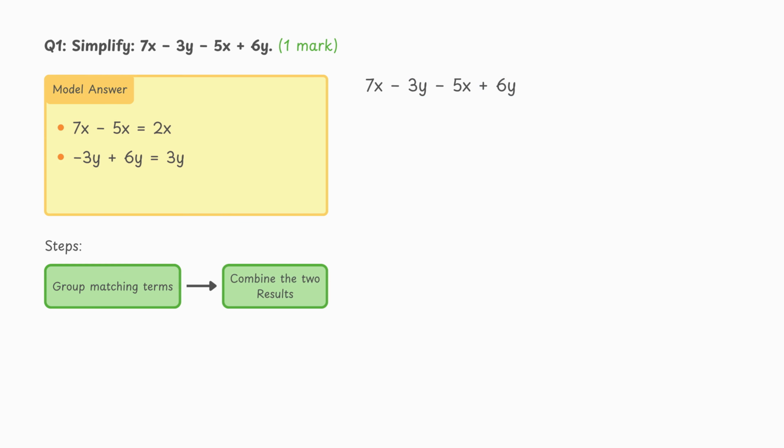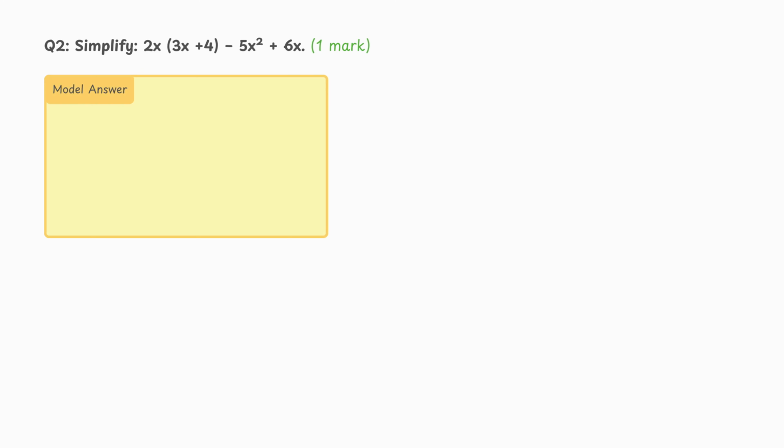This gives us positive 3y. Now we combine the two results. The x terms gave us 2x, the y terms gave us positive 3y, so the simplified expression is 2x plus 3y. This is the final answer. Now let's look at another question. You can pause the video and try it yourself. Simplify 2x times 3x plus 4 minus 5x squared plus 6x.